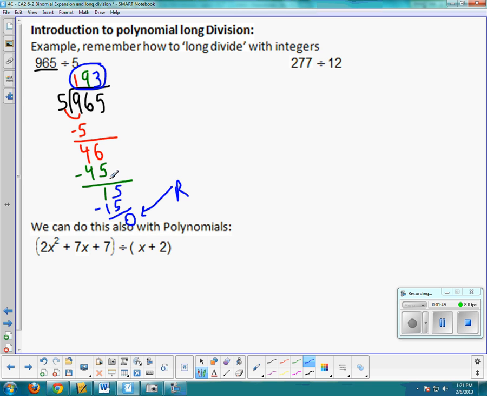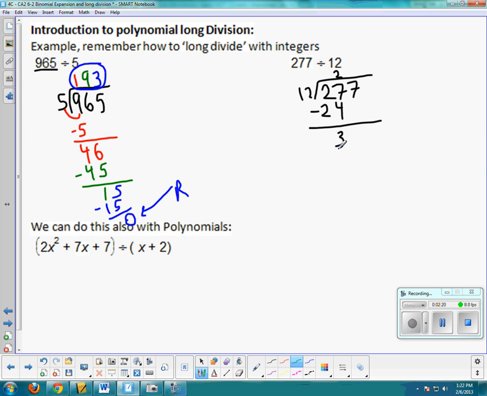Well, sometimes they don't actually come out nice and even. So if I start with 277 divided by 12, we would say, okay, how many times does 12 go into 2? Well, it doesn't. So how many times does 12 go into 27? It goes in there twice. So I'm going to take 2 and multiply by 12, and I get 24. Then if I subtract that, that gives me 3.